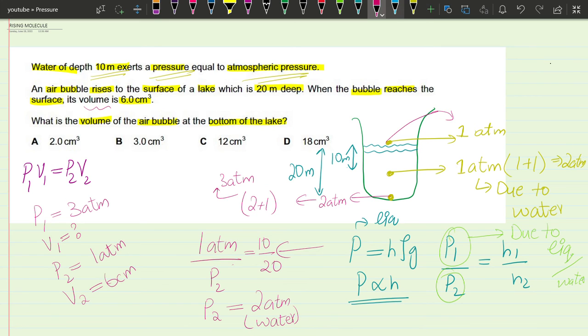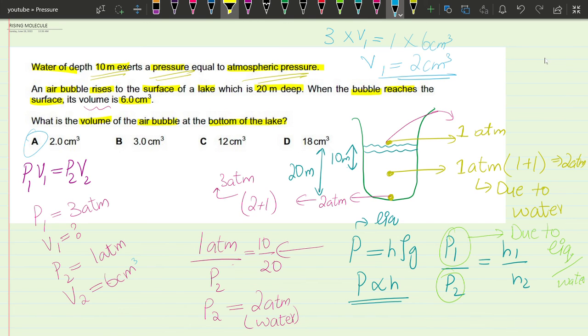Now if we solve this question here, P1, which is 3, multiplied by V1 is equal to P2, 1 atm, multiplied by V2, 6 centimeter cube. So V1 is equal to 6 over 3, which is 2 centimeter cube. Hence the answer will be A.